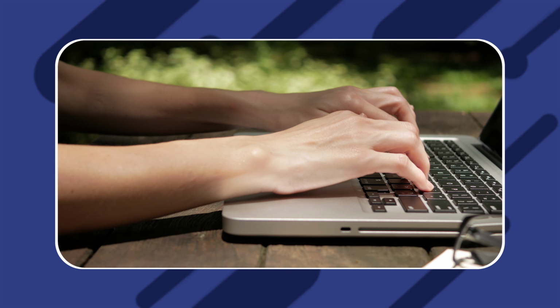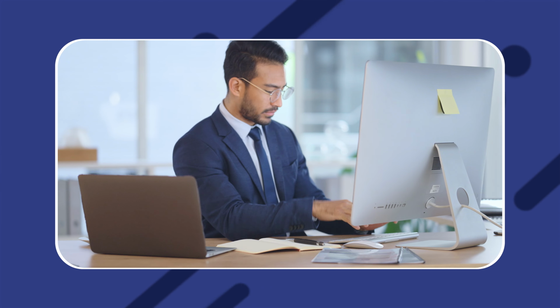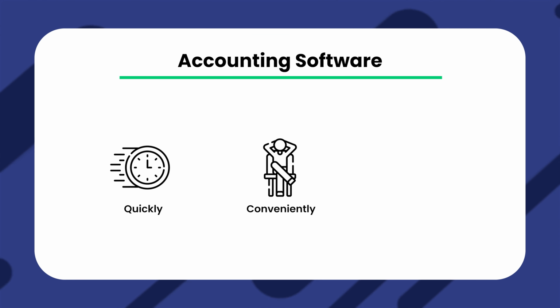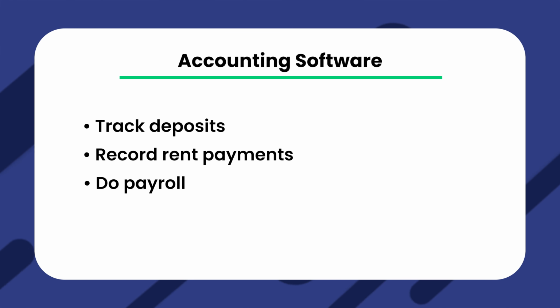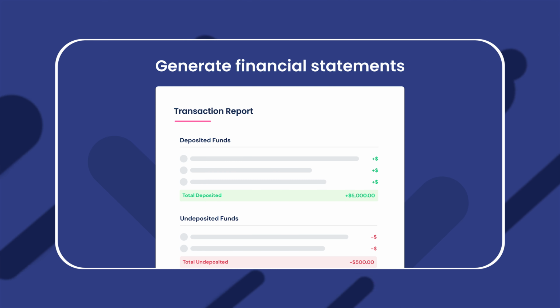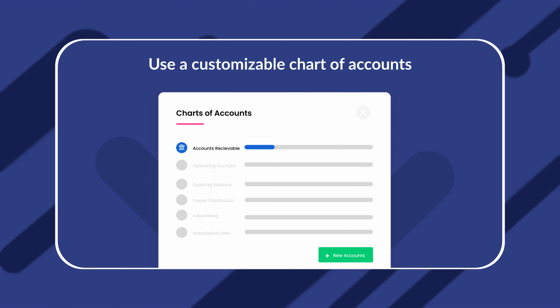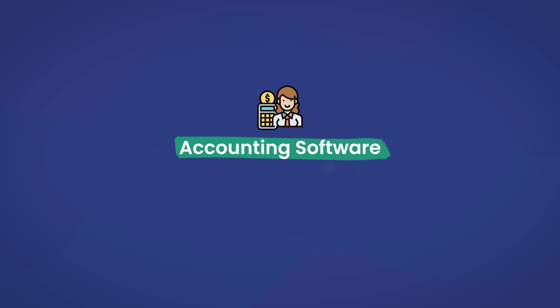The best way that you can simplify all of this for your accounting is with accounting software. Accounting software not only automates much of what was once repetitive manual input work, but also makes new things possible. It does it all quickly, conveniently, and neatly. A decent accounting solution can track deposits, record rent payments, do payroll, and issue vendor and contractor invoices. Even if you have an outside accountant, you're going to want quality accounting software that you can plug everything into. Even better than just accounting software is actually property management software with a full accounting suite tailored to your specific needs. So all that being said, let's dive into some accounting software options.